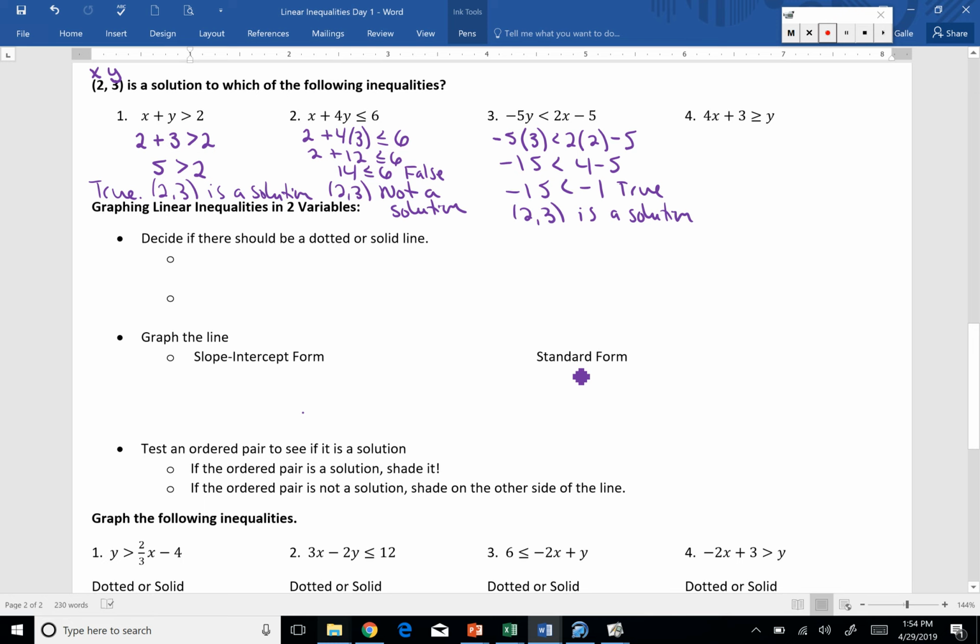It's not the only solution. Last unit we just had one solution. If that ordered pair worked, that was our solution and we moved on.